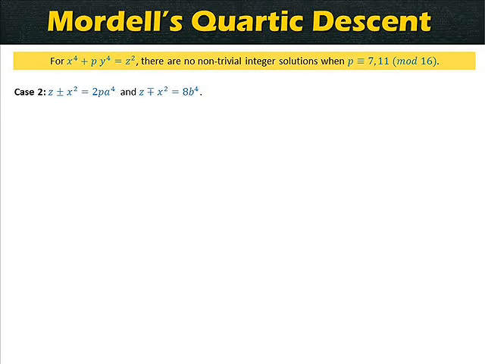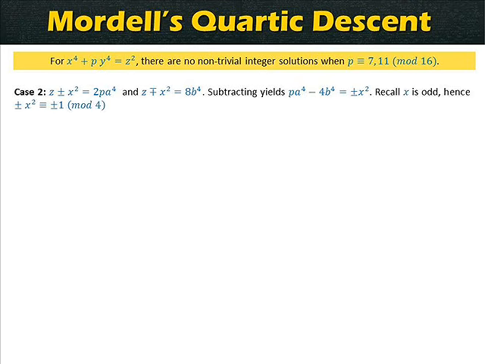Now we move to case 2. Subtracting the equation yields p times a raised to the fourth minus 4 times b raised to the fourth equal plus minus x squared. Since x is odd, a cannot be even, and for a odd, p is congruent to plus minus 1 modulo 4.